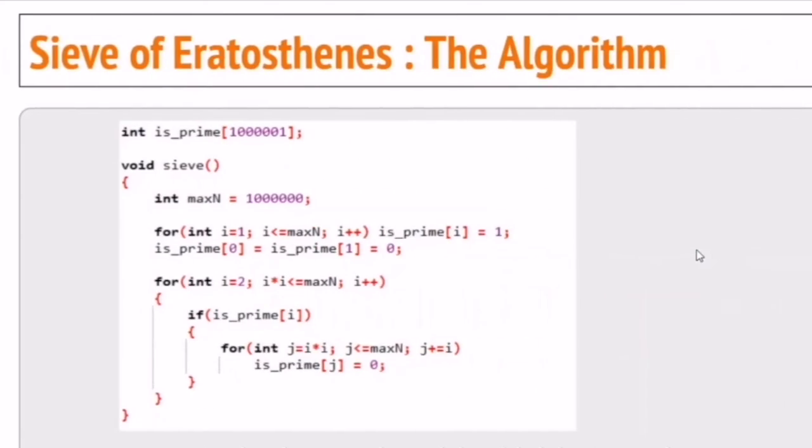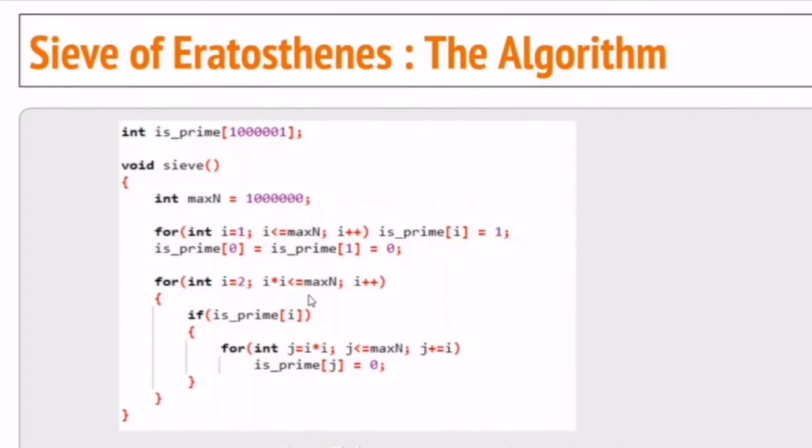So if you look at the implementation of the sieve, we take an array of size 10 to the power 6 and we define max n as 10 to the power 6. We run a loop from 1 to max n and we mark all the numbers as 1, that is, we mark them as prime numbers. But since we know 0 and 1 cannot be prime numbers, we mark both of them as 0. Now the rest are marked as 1.